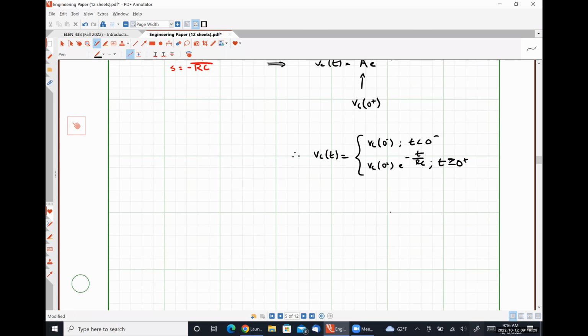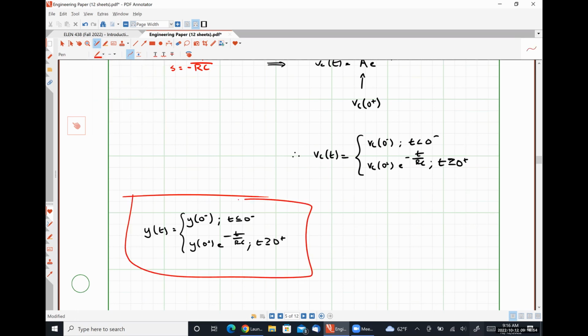So our generic equation is simply Y of t is equal to Y of 0 minus for t less than 0 minus, and Y of 0 plus e to the negative t over RC for t greater than or equal to 0 plus. Done. Effectively, it's the same equation, except that the coefficient on t in the exponent is different for RC circuits than it is for RL circuits. We will talk about that briefly at the beginning of next class as I introduce the concept of the time constant. All right, in class assignment time.